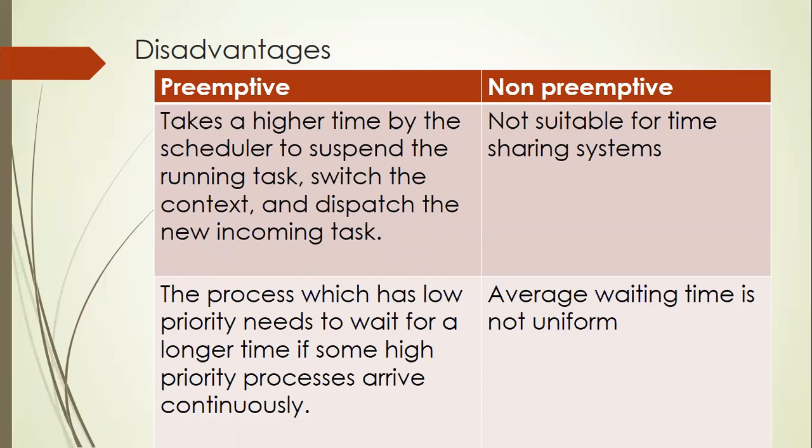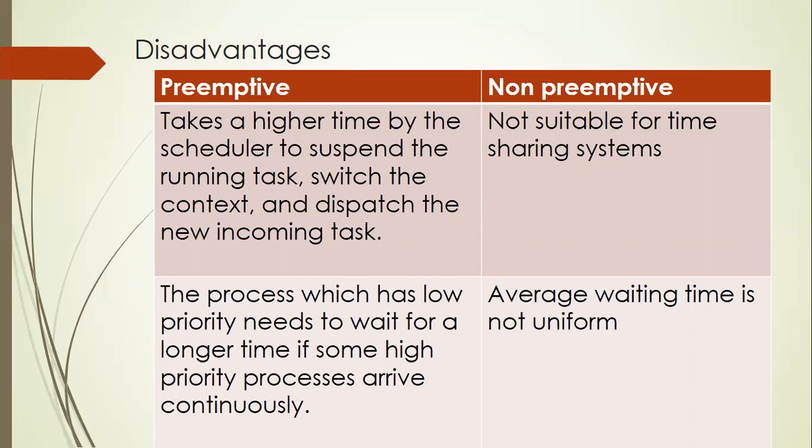At the same time, both algorithms suffer from certain drawbacks. In the case of the preemptive algorithm, the scheduler takes more time to suspend the running task, because whenever a high priority job comes, it has to suspend the running task and switch to the high priority job. After that job is over, it switches back to the previously executing job. So the switchover time is a little more in preemptive policies.